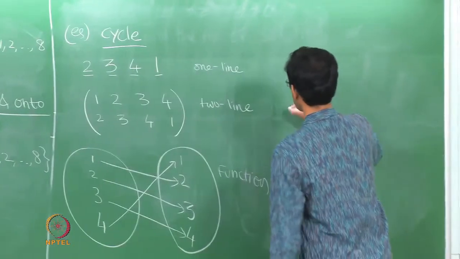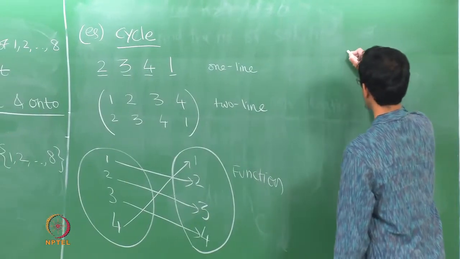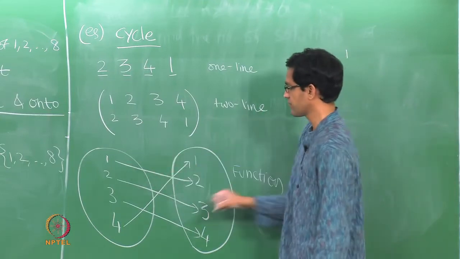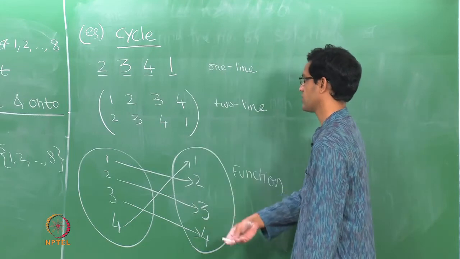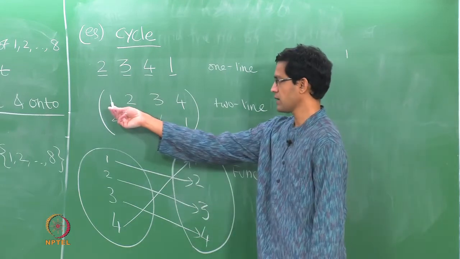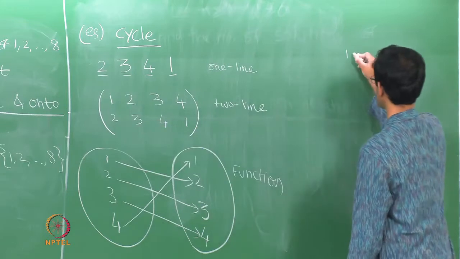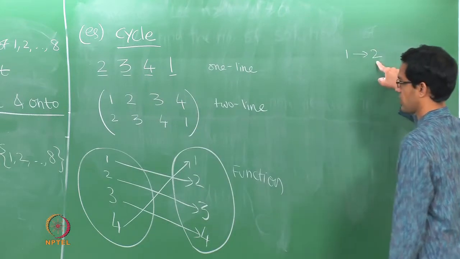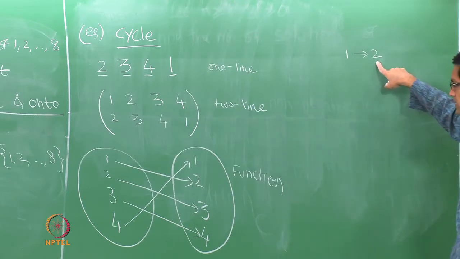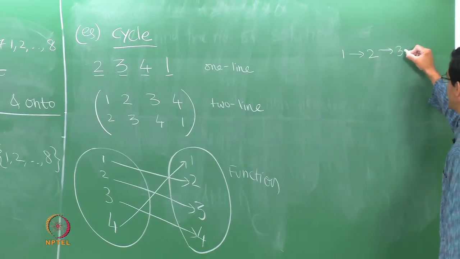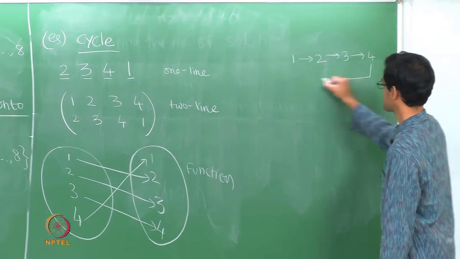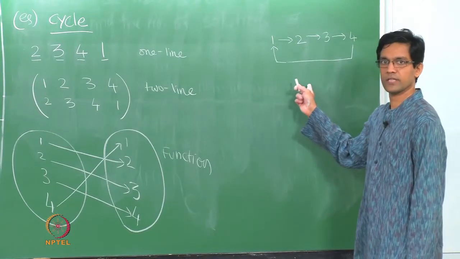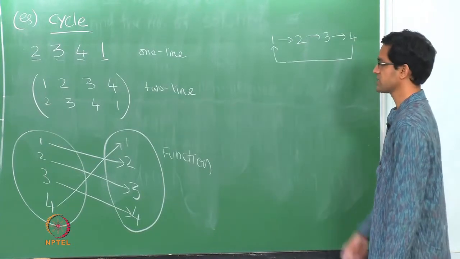But in this case there is yet another thing one can do. So imagine what happens. Think of it from the function point of view or the two line notation point of view. Let's start with 1 and look at what 1 maps to. So 1 maps to 2, and now I am at 2 and I look at what 2 maps to. 2 maps to 3 according to this. 3 maps to 4, which then maps back to 1. Okay. So here's yet another way of thinking about or depicting this permutation.